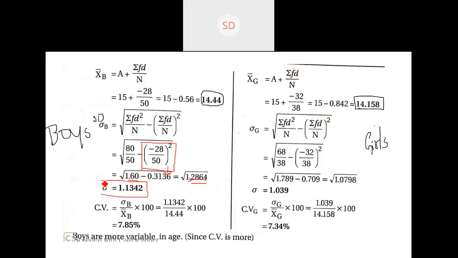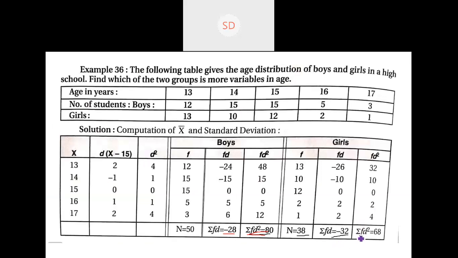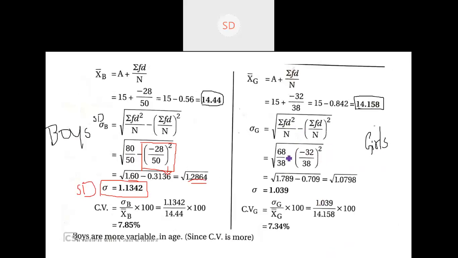Now, let us similarly calculate the standard deviation for girls also. If you see the data here, sigma FD square is 68, sigma FD is minus 32. So these are the main data required. Sigma FD square is 68, sigma FD is minus 32, and N as usual is 38 for us. So the next step, square root of 68 by 38 is 1.789, minus this whole expression again, minus 32 by 38 whole square.